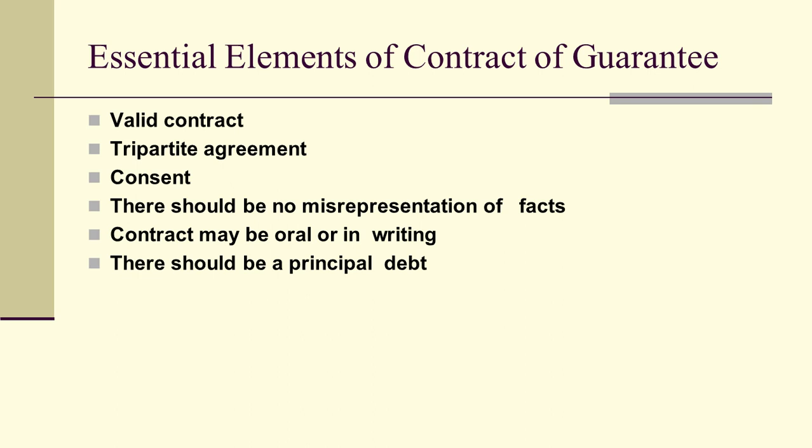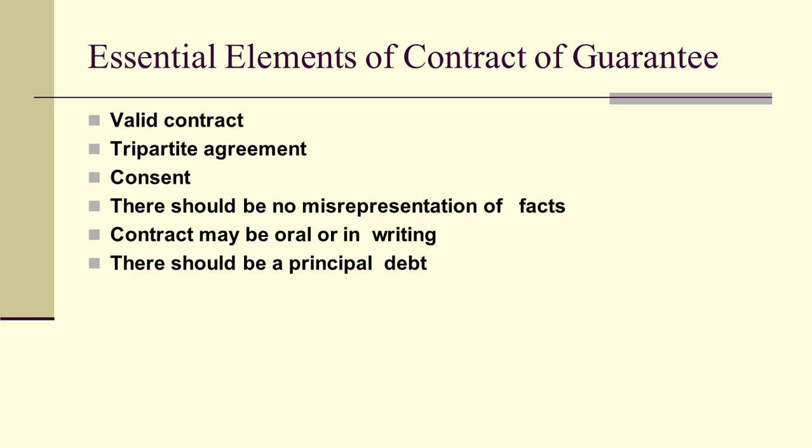Valid contract, same like the general contract. For a general contract also we said that it's an essential element that the contract must be valid. Tripartite agreement. Tripartite agreement means there are three agreements in the contract of guarantee. Three agreements. Three contracts.